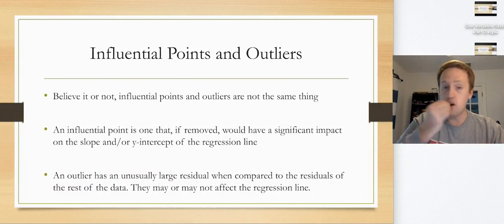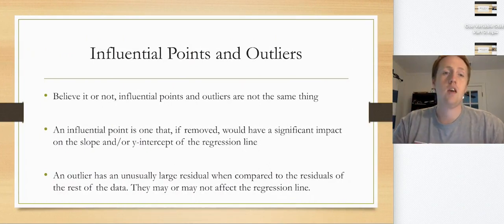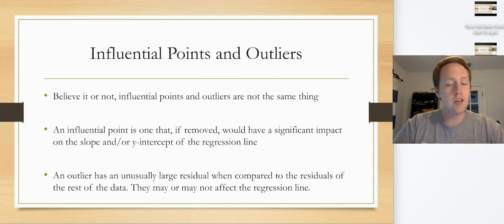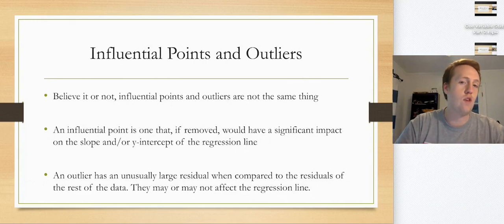Influential points and outliers. Believe it or not, influential points and outliers are not the same thing. An outlier could be an influential point, but it doesn't have to be. I could just have a value of x that's way bigger than the rest of them, but it's still following the pattern of the data. An influential point is one that, if removed, would have a significant impact on the slope and/or y-intercept, usually both, of the regression line. An outlier has an unusually large residual when compared to the residuals of the rest of the data, but taking them out might not affect the regression line.